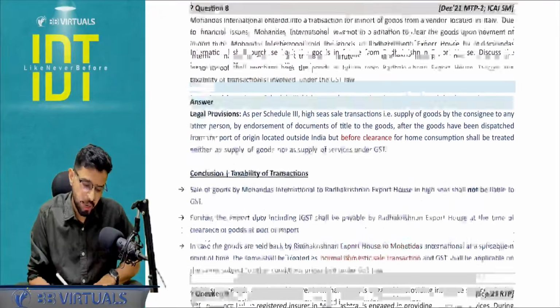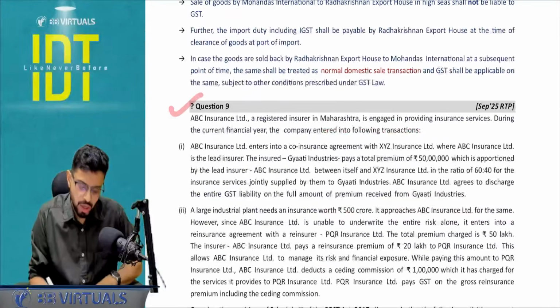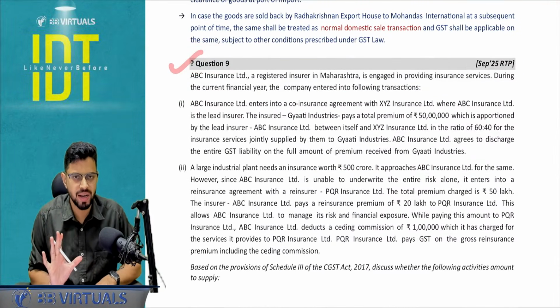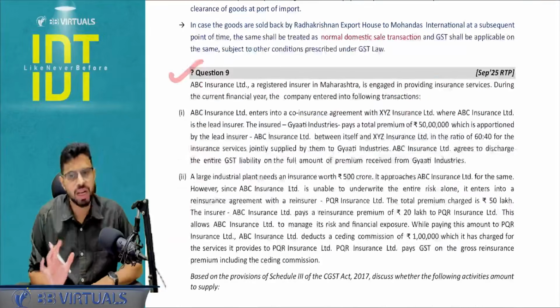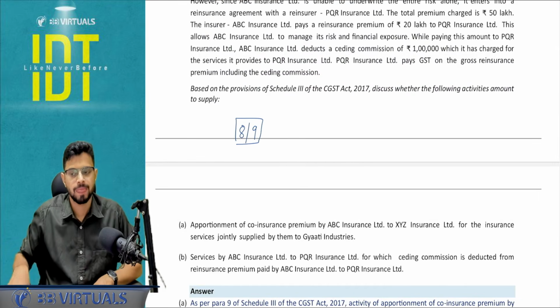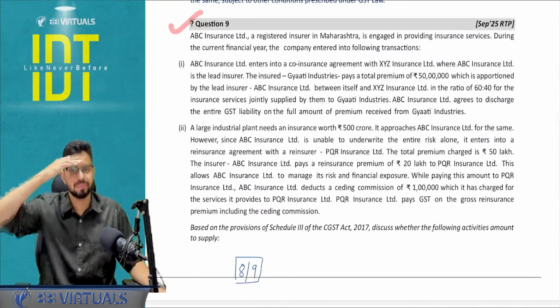Question number 8 and question number 9, please write as homework. Tomorrow question 9 I will be analyzing at the start of the class just to ensure you have done it correctly. But question 8 and question 9, please mark as the homework for today. Question 8 and question 9, homework.